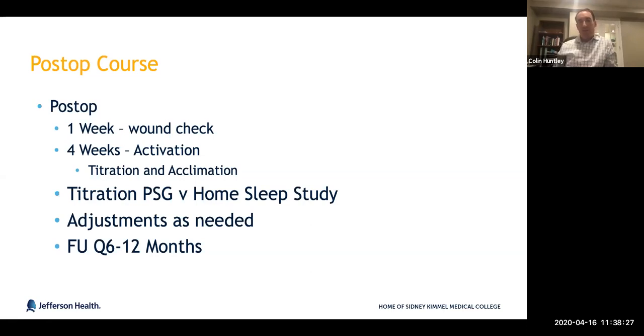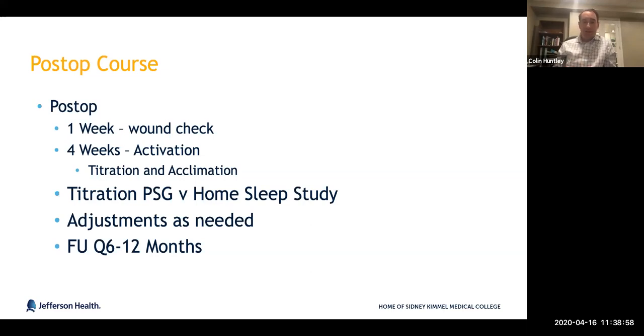4 weeks after surgery, we activate the device, meaning we turn it on and we find the voltage that allows for gentle stimulation of the tongue. The patient is given the remote, and we ask them to use it on a nightly basis and gradually increase the amount of stimulation until they notice symptomatic benefit, meaning improved sleep quality, improved snoring, and also improvement in daytime fatigue.